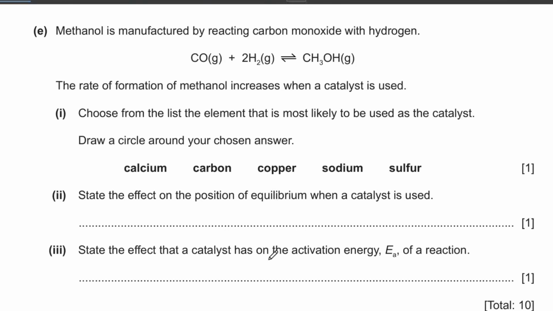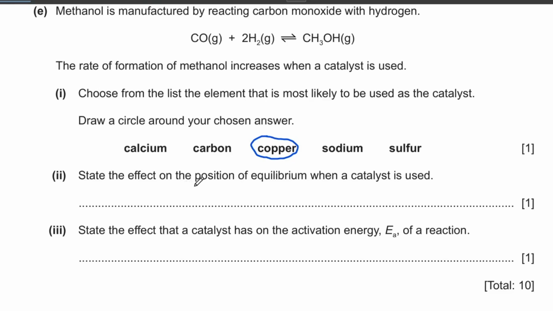Next question. Methanol is manufactured by reacting carbon monoxide with hydrogen. This is the equation of the reaction. The rate of formation of methanol increases when a catalyst is used. Choose from the list the element that is most likely to be used as the catalyst. Draw a circle around your chosen answer. So what we are going to look at here is transition elements, because transition elements are the elements that are used as catalysts. Calcium is not a transition element, carbon is not. The transition element there is copper. So that will be our answer.